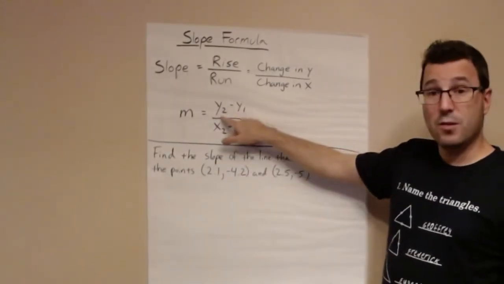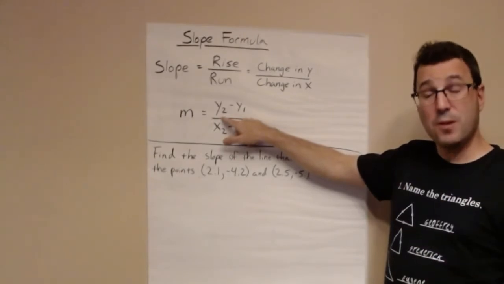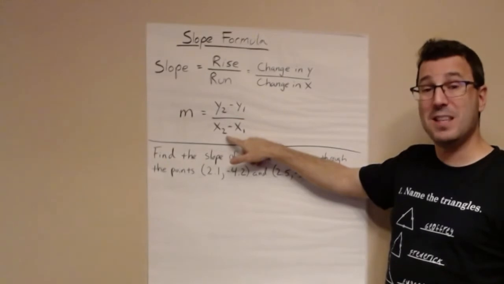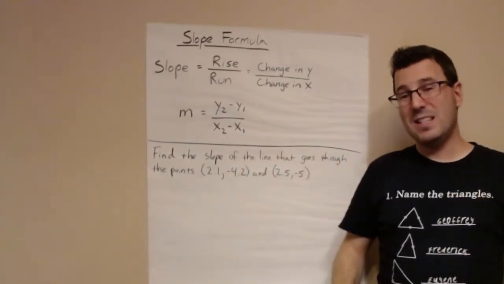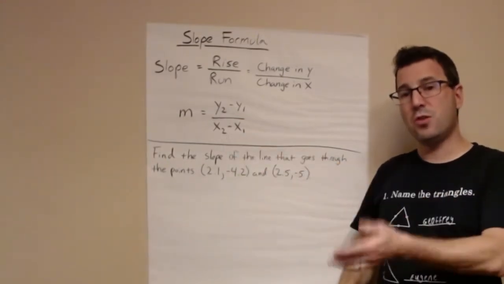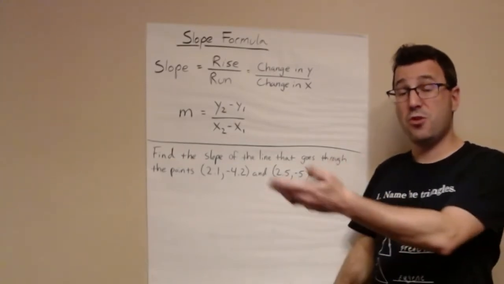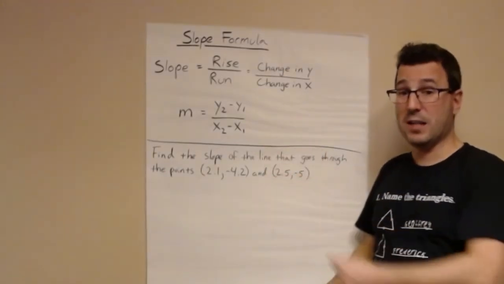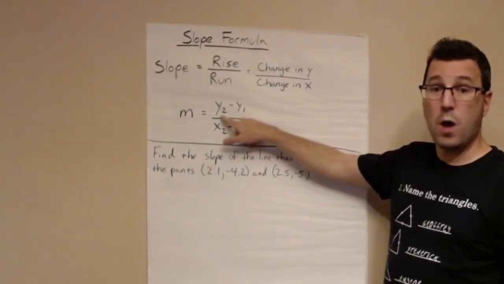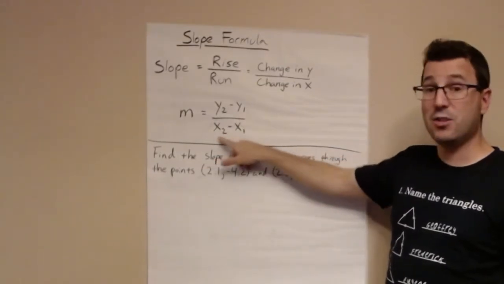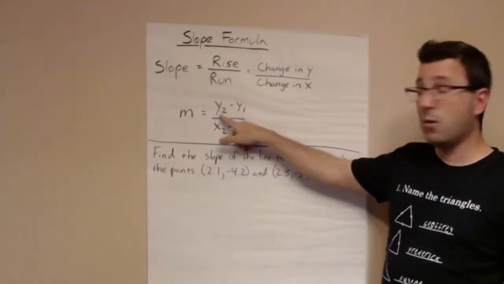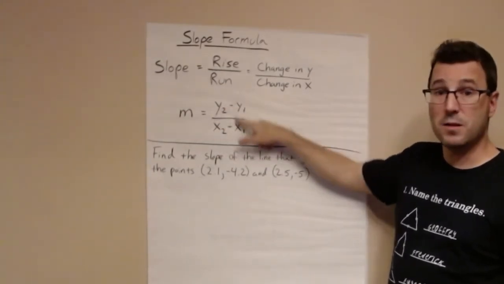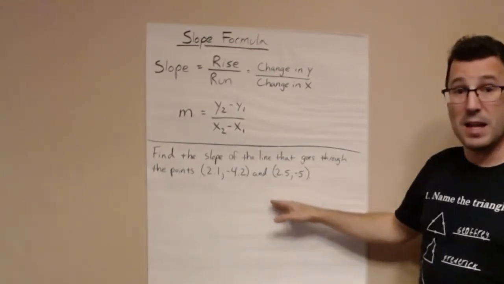But our change in y is the difference in the y values. Our change in x is the difference in the x values. And what's important is that whichever point you start with, so whatever point you're choosing your y value from, you also have to use that as your first x value as well. That's why we see y2 minus y1 over x2 minus x1. So this is one point here, this is another point here. And I'll show that in the example.